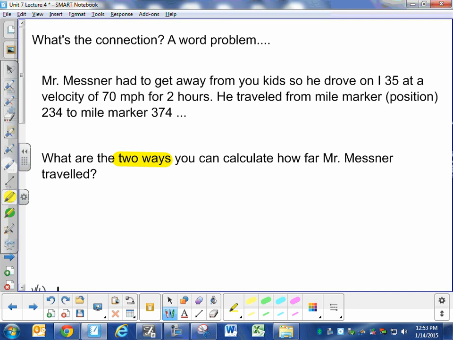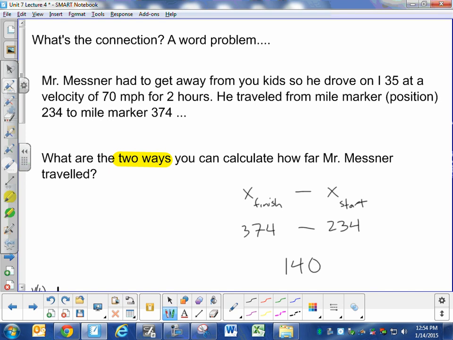Sure. I started at the mile marker of 234, and I finished at the mile marker of 374. If I take my finishing position and I subtract my initial position, I'll have my distance traveled, so long as I'm not going back and forth in between. And this is 140. Okay, so that's one way. What's the other way?